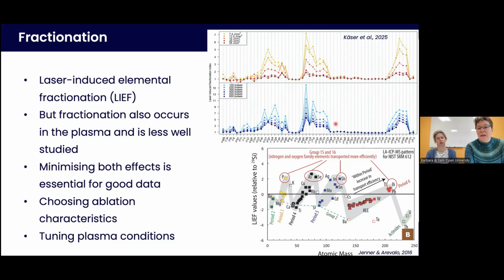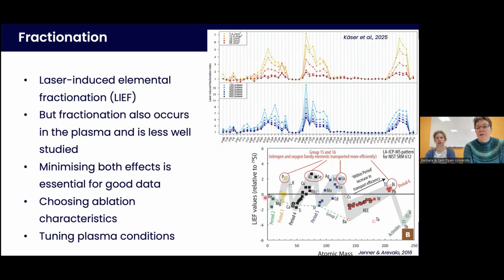Here you can see some examples of how the fractionation looks during laser ablation. And you can see that different laser energies, as well as a different duration of your signal, cause different patterns for the same element. So you can see the mass range from light masses to heavy masses here.